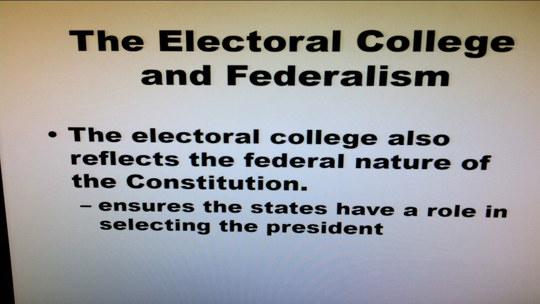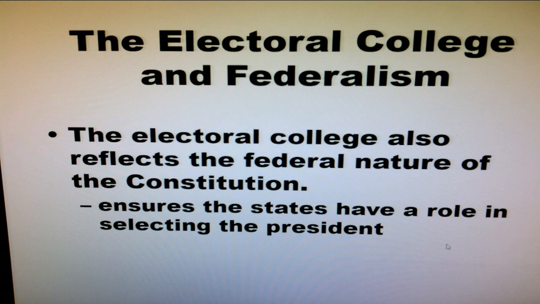If we had a general election, you probably wouldn't have candidates campaigning in a lot of the states in the union because they wouldn't need to. They would campaign in highly populated areas where they knew they were going to get millions of votes. So, there are pluses and minuses.